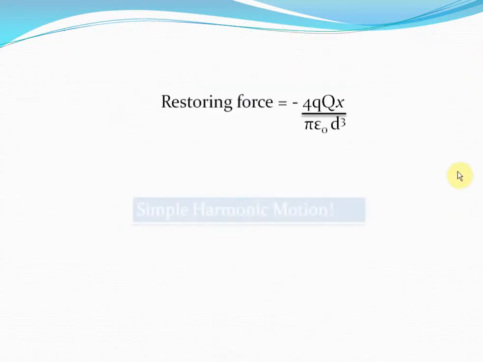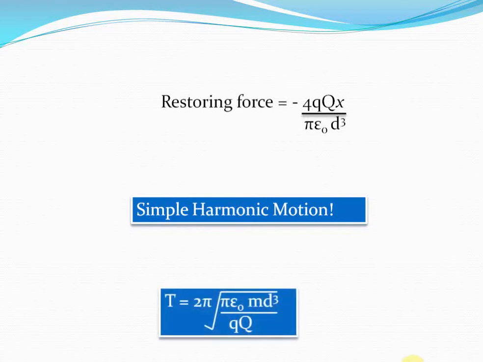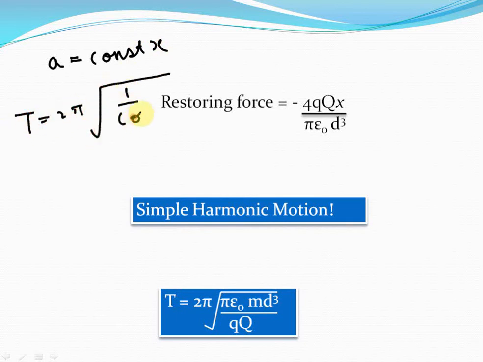Therefore, simple harmonic motion takes place when a negative charge is placed on the origin and displaced by a very small distance on the equatorial line of a two positive charge system. The time period of this oscillation can be easily calculated by using the simple SHM formula. After all, when the acceleration is equal to a constant times x, the time period is 2 pi root 1 by constant, isn't it? We studied this formula in simple harmonic motion.